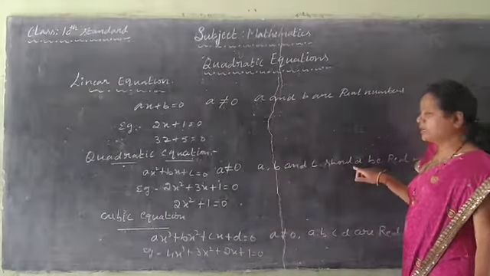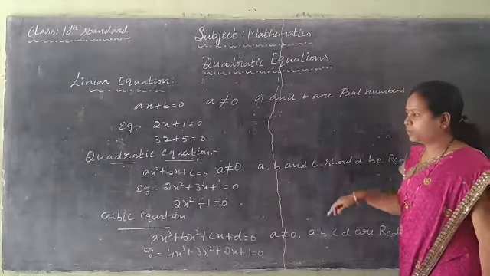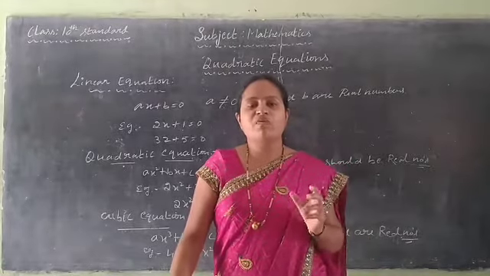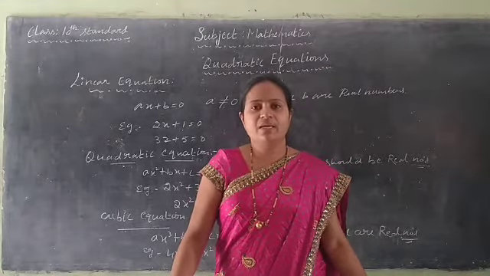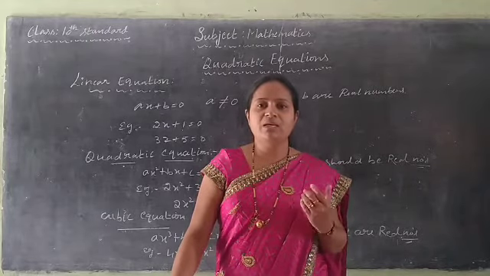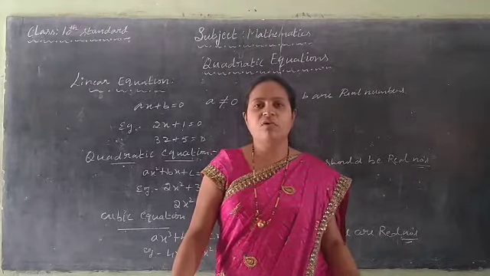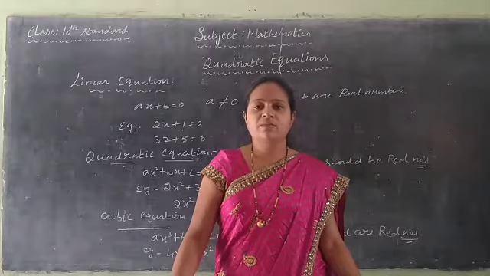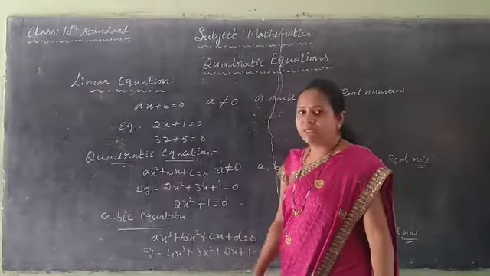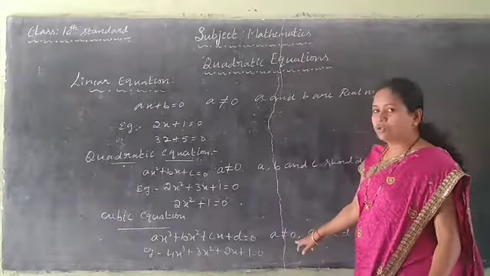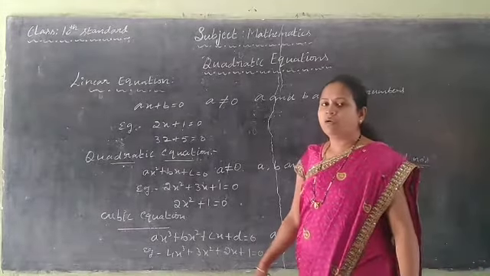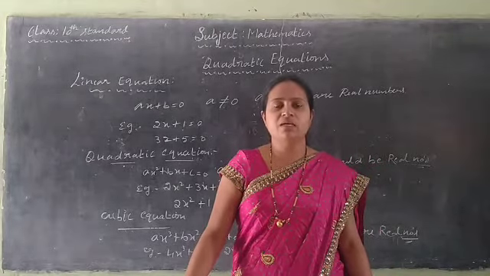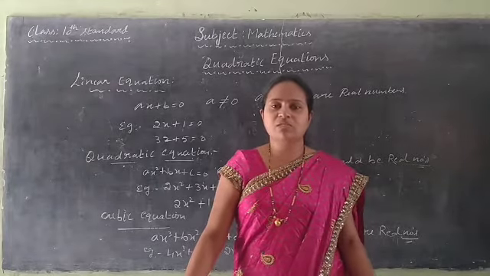a, b, c are real numbers. Got it? Okay. So ax square plus bx plus c is equal to 0 is called the standard form or general form of a quadratic equation, children. And the next one is cubic equation. The equations which are in the form of ax cube plus bx square plus cx plus d is equal to 0 are called cubic equations, isn't it? Here also a should not be equal to 0. Understood, children? So far we came to know the meaning of linear, quadratic and cubic equations. Now we shall solve some problems, children.